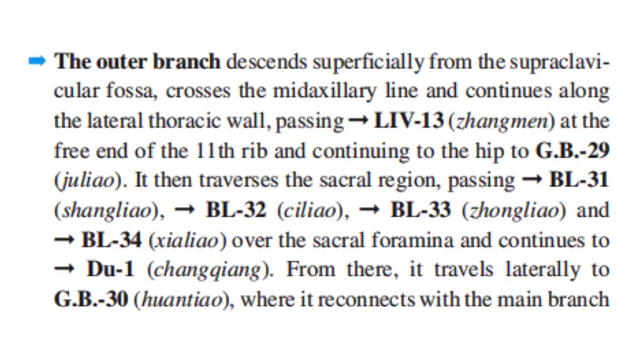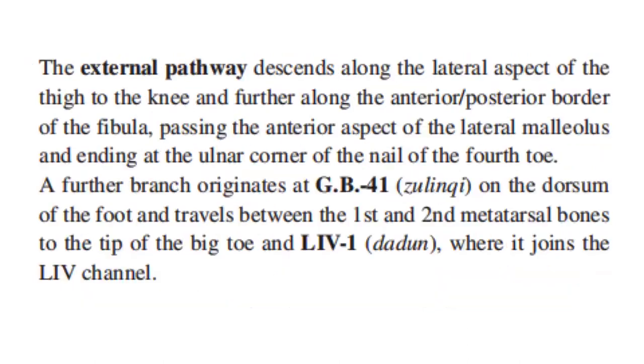The second branch, the outer branch, descends superficially from the supraclavicular fossa, crosses the mid-axillary line and continues along the lateral thoracic wall, passing liver 13 at the free end of the 11th rib and continuing to the hip to GB29. It then traverses the sacral region, passing bladder 31, bladder 32, bladder 33 and bladder 34 over the sacral foramina and continues to DU1. From here, it travels laterally to GB30, where it reconnects with the main branch.